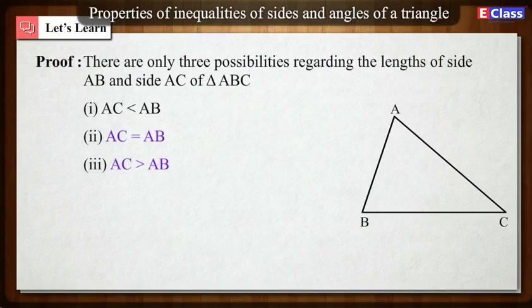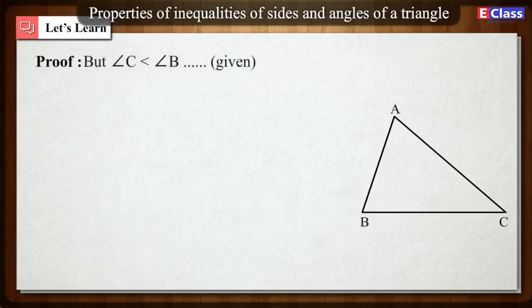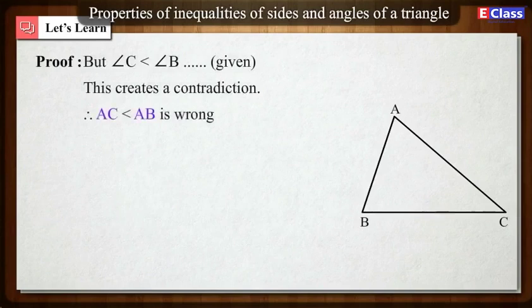1. Let us assume that AC is lesser than AB. If two sides of a triangle are unequal, then the angle opposite to greater side is greater. Therefore, angle C is greater than angle B. But angle C is lesser than angle B, which is given. This creates a contradiction. Therefore, AC is lesser than AB is wrong.